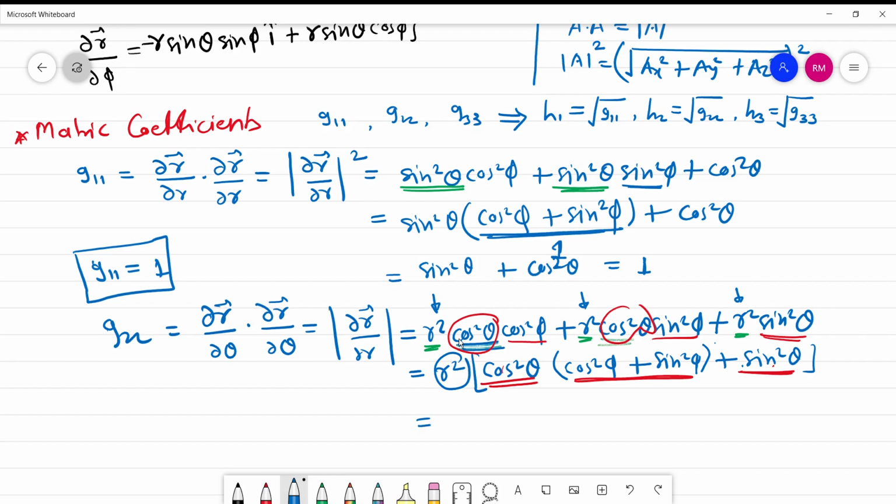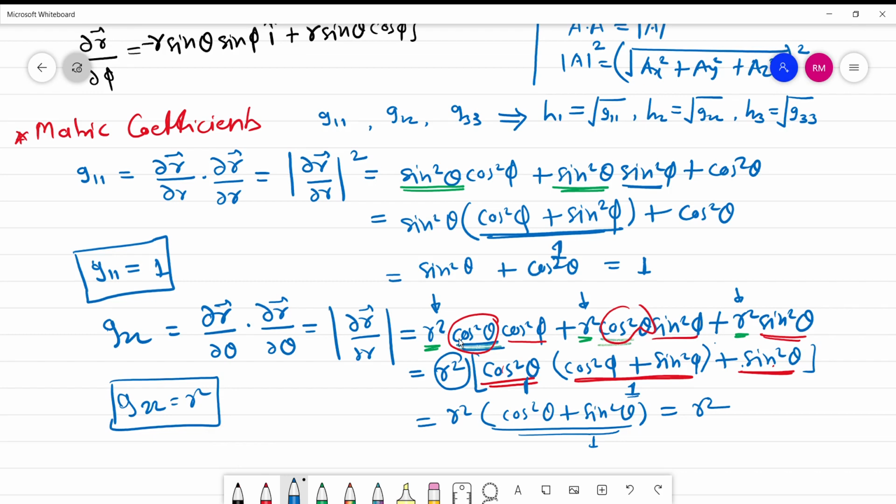Now what I see, this is 1. Again, if you add cos squared theta plus sine squared theta, this quantity is 1, so it becomes r squared in brackets, cos squared theta plus sine squared theta, which is r squared. See, this is 1, so this is r squared. Now I want to find the third metric coefficient. G22 is r squared.